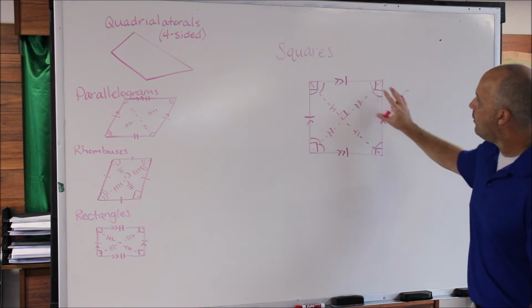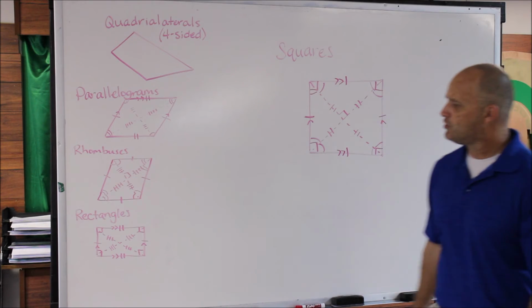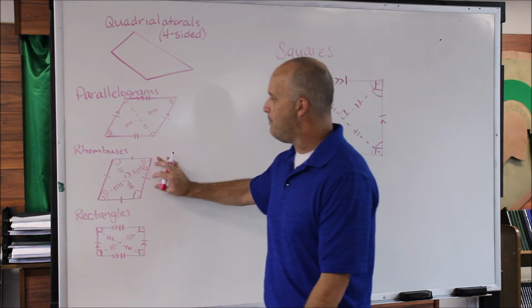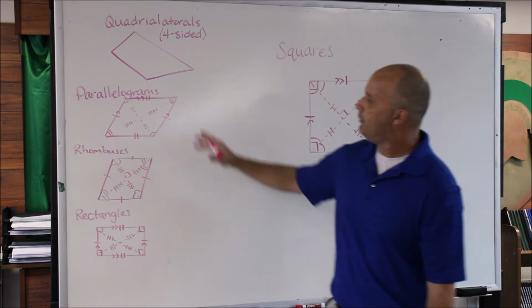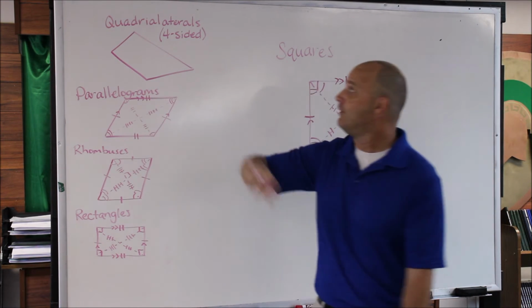So you can see these are all of the traits that show you that the square is kind of a mashup between a rhombus and a rectangle. But in the end, they're all parallelograms and they're all quadrilaterals.